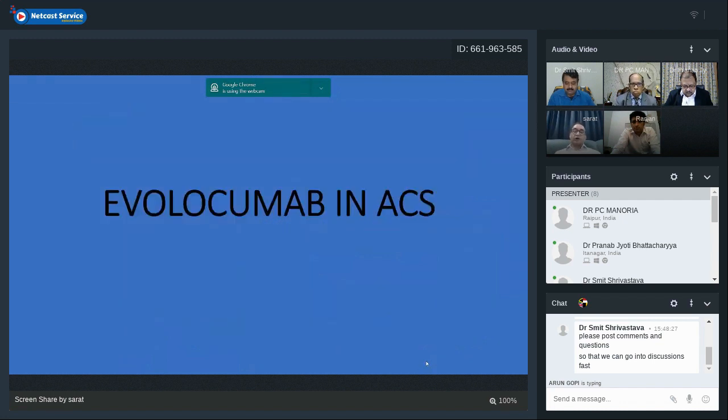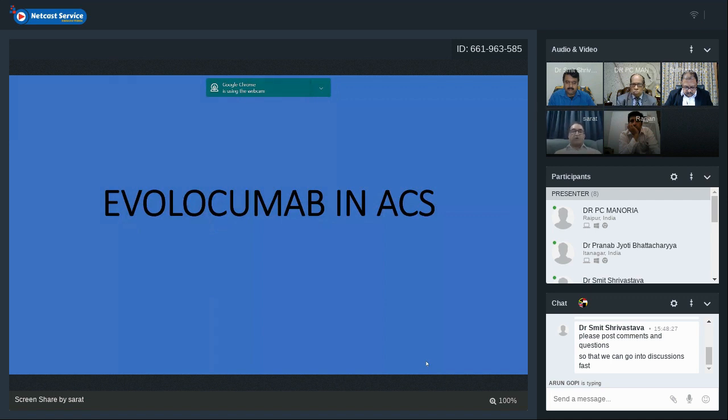Okay. Now, another interesting publication that has come is usage of evolocumab in acute coronary syndrome patients. The earlier trial waited for quite some time. After 1 year only, these patients were taken up. The trial you are going to see, FOURIER, looked for ACS within 1 year. But here, they randomized the patients right on day one.